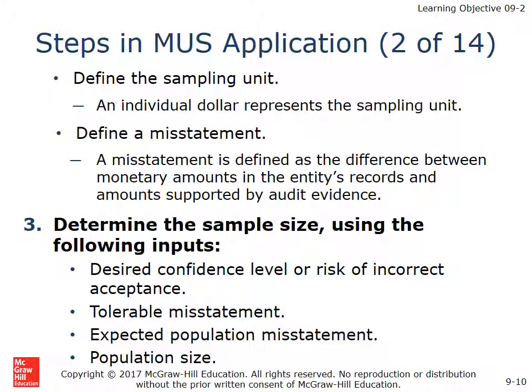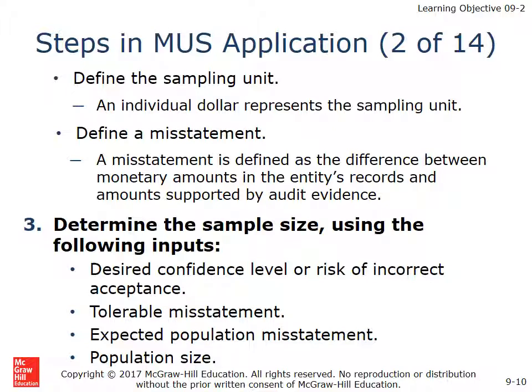Tolerable misstatement. How much is the maximum amount, we know this, by which the account can be misstated and still be accepted by the auditor? Expected misstatement. It's the dollar amount of misstatement that the auditor believes exists in the population. So it's what is expected. And then the population size. So we use these inputs to determine it. And a great table on the bottom of page 307 tells us how these items affect sample size.